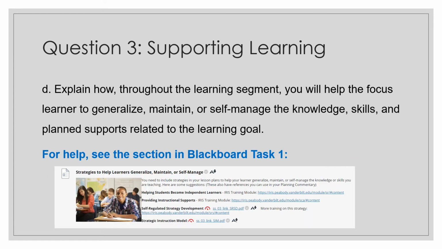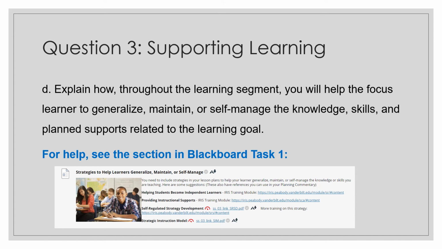Question 3D is how throughout the learning segment you will help the focused learner to generalize, maintain, or self-manage the knowledge, skills, and plan supports related to the learning goal. And that's why I have that separate section on your lesson plan where you described that. So hopefully if you did a good enough job describing that in your lesson plans, you can elaborate on that here. If you don't feel like that's strong enough in your lesson plans, go to, again, Blackboard Task 1. I put a picture here. This is what it looks like.